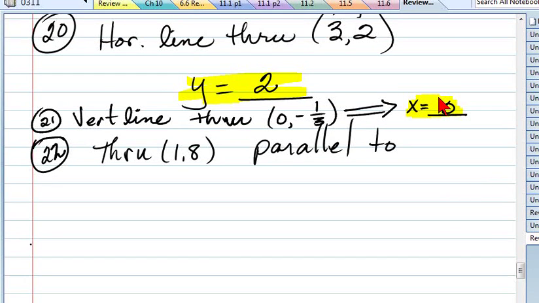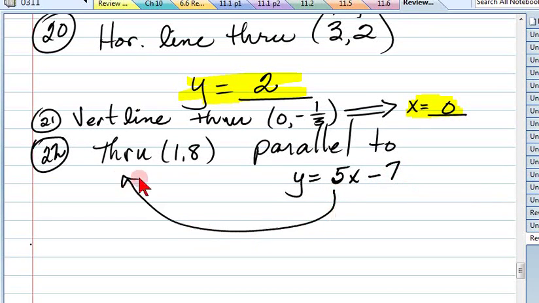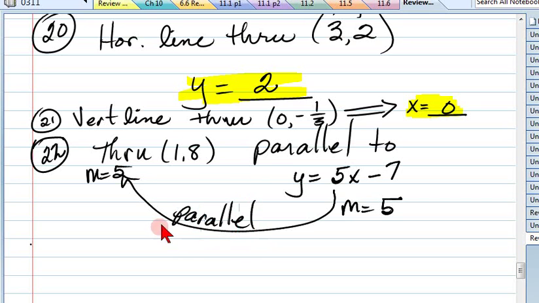Okay, now back to 22. I have a line going through (1, 8), parallel to y equals 5x minus 7. Okay, parallel. Supposed to trigger something in your mind. If lines are parallel, what's true? Okay. The m is 5 for this line, so the m is 5 for this line because the word parallel tells you it's the same slope.